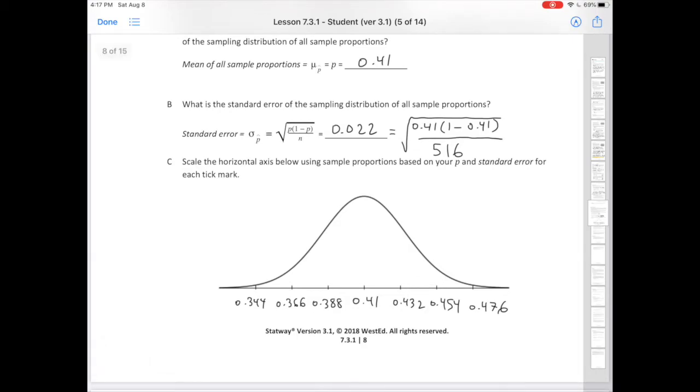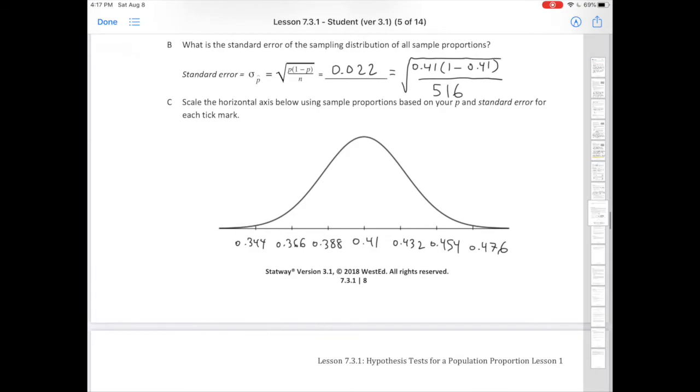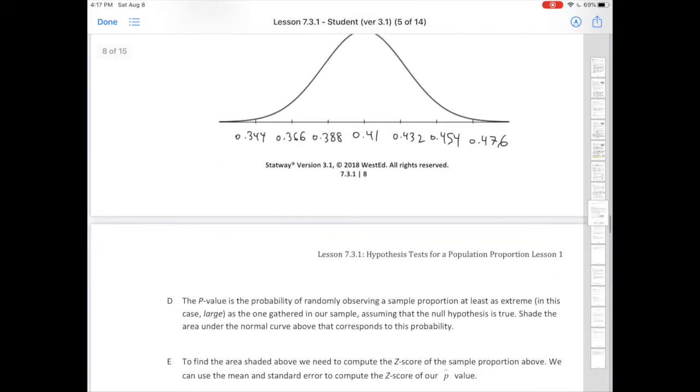So let's keep going. Remember, each of those is a standard deviation, right? The p-value is the probability of randomly observing a sample proportion at least as extreme as the one gathered in our sample, assuming that the null hypothesis is true. So shade the area under the normal curve above that corresponds to this probability.